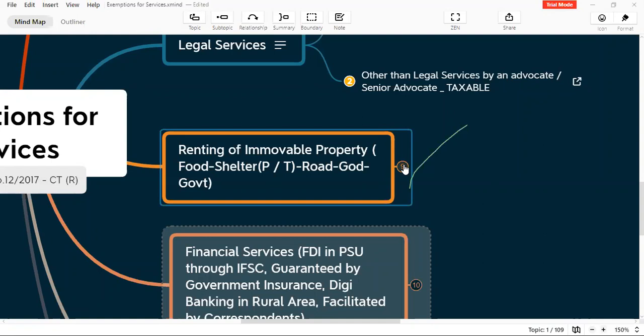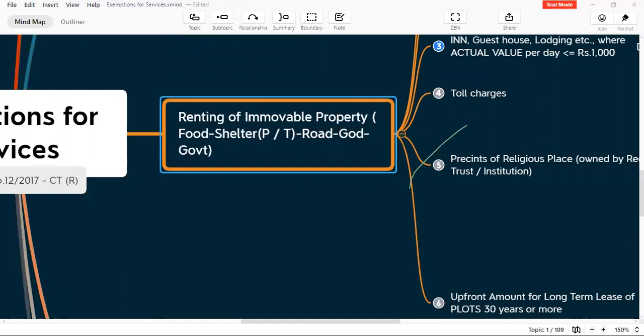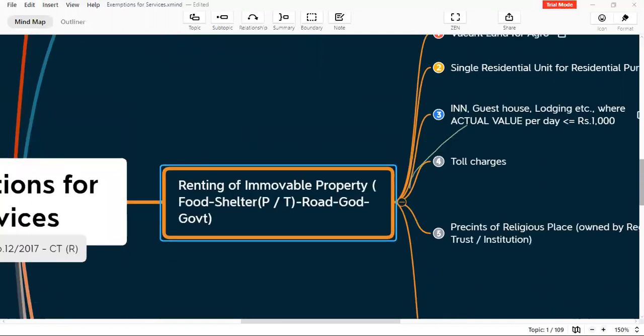There are 2 conditions. It should be a residential house. It should be for residential purpose. It's very important. Both should be satisfied. Okay, so that is permanent shelter. And what do we mean by temporary shelter? It basically means we are looking at the hotels or the guest houses.